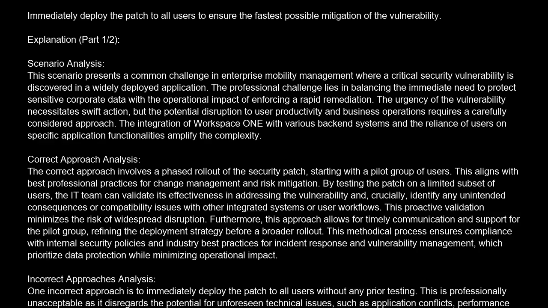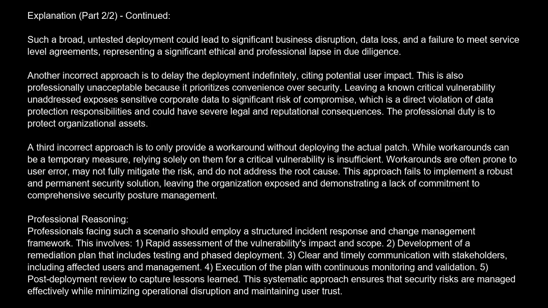Incorrect approaches analysis. One incorrect approach is to immediately deploy the patch to all users without any prior testing. This is professionally unacceptable as it disregards the potential for unforeseen technical issues, such as application conflicts, performance degradation, or complete system outages. Such a broad, untested deployment could lead to significant business disruption, data loss, and a failure to meet service-level agreements, representing a significant ethical and professional lapse in due diligence.